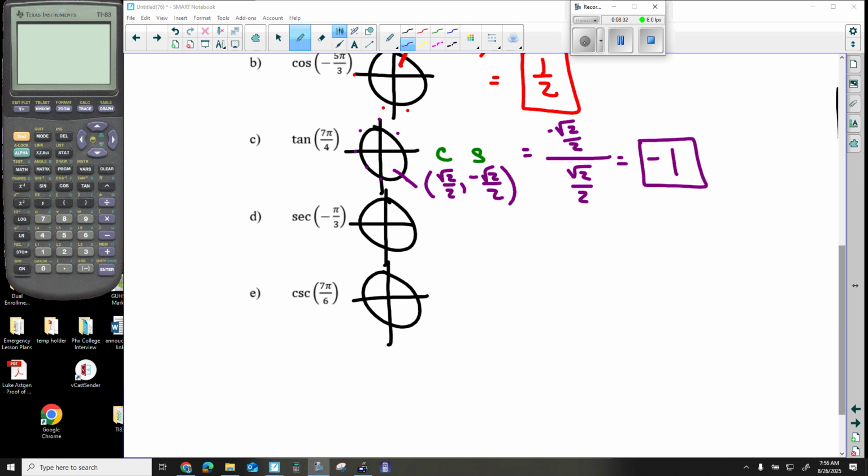So here we go. So negative pi over 3. Negative pi over 3 is right down here. And so that would be 1/2, -√3/2. And so secant is 1 over cosine. So that's going to be 1 over cosine, and so that's going to be 2.